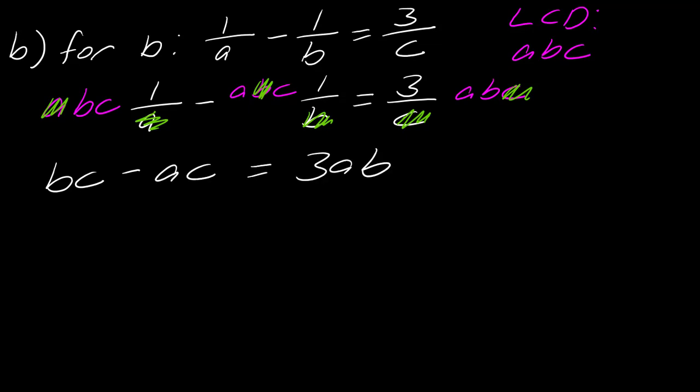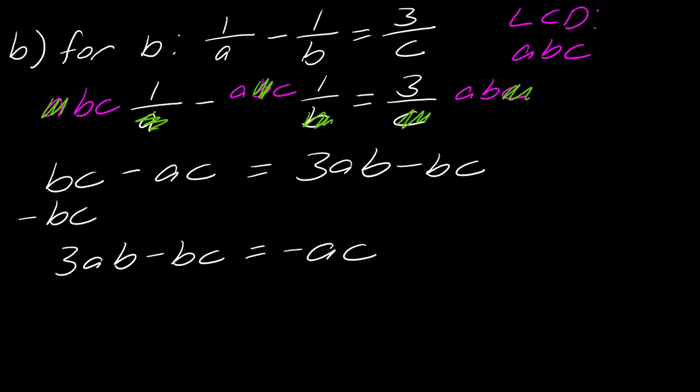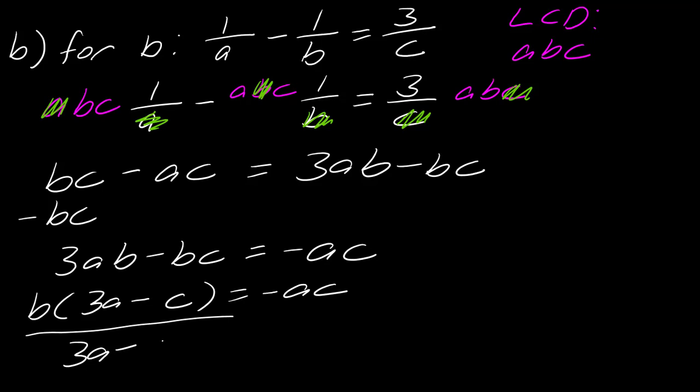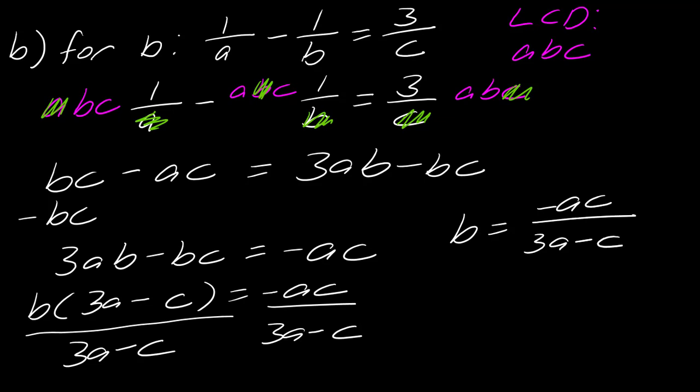And so once again, I have this situation now where I have to get the B's together. So I'll go ahead and I will bring this BC over here. So now I've got negative, actually, sorry, let me do this. 3AB minus BC equals negative AC. Okay, and so now if I factor out the B, I get B times (3A minus C) equals negative AC. And then I can divide this out, 3A minus C and 3A minus C. So I get B equals negative AC over 3A minus C.